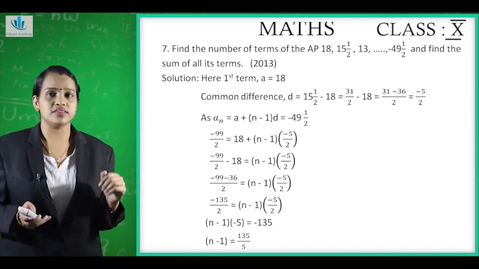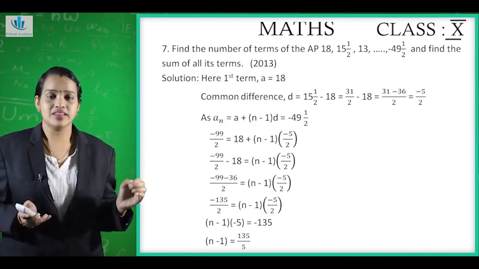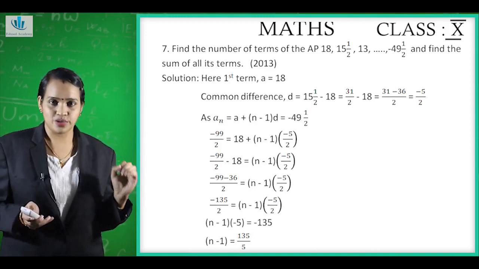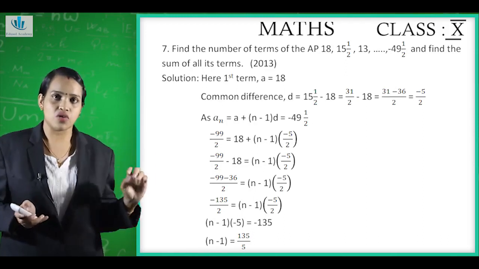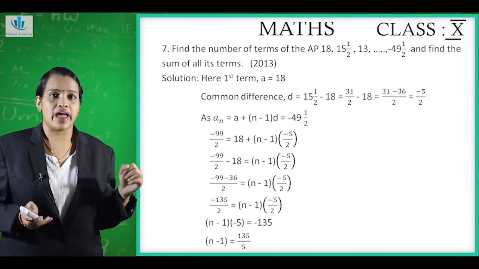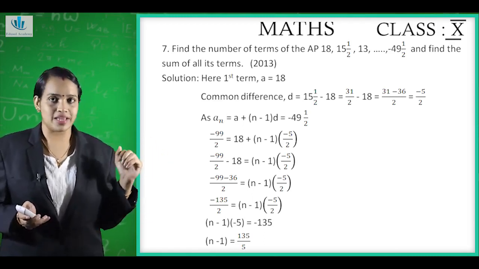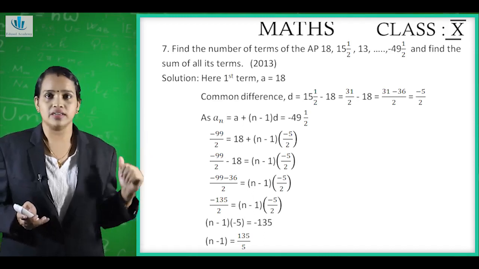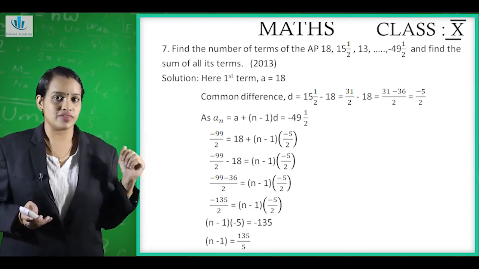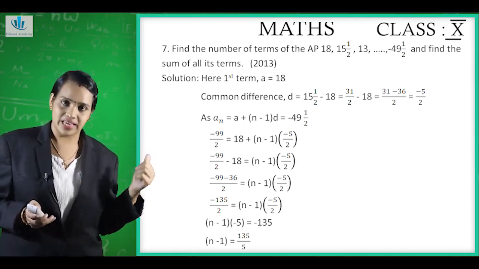Now the next question is, find the number of terms of the AP 18, 15½, 13, and so on up to −49½, and find the sum of all its terms. Now this question has appeared in the year 2013. In the question it is given the first term, and the first term A is equal to 18.